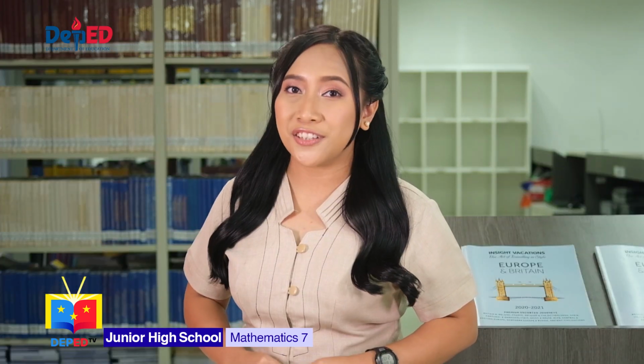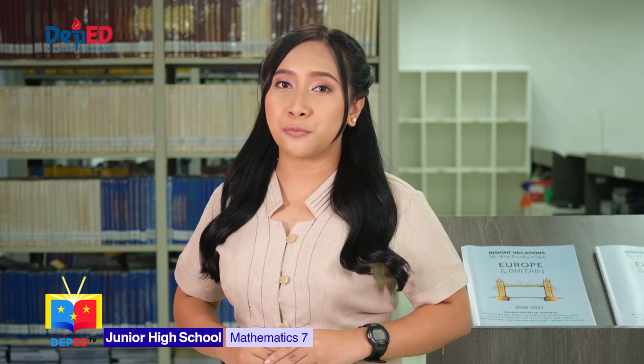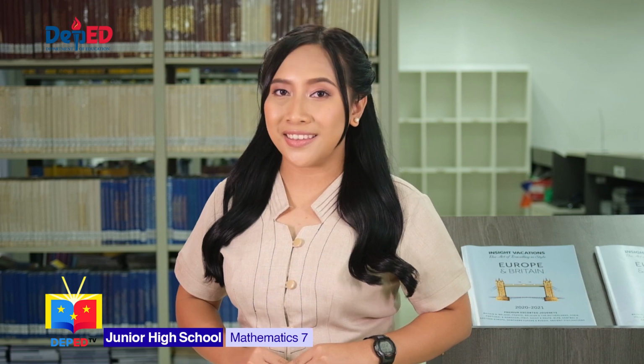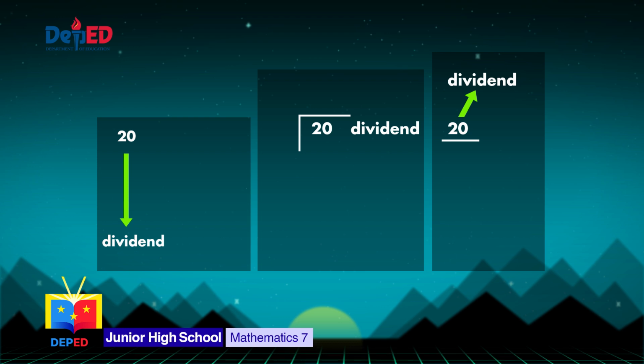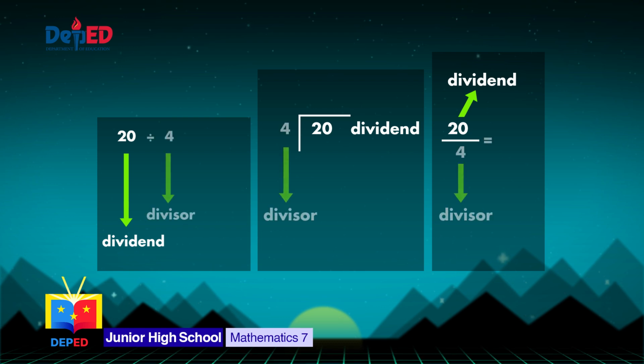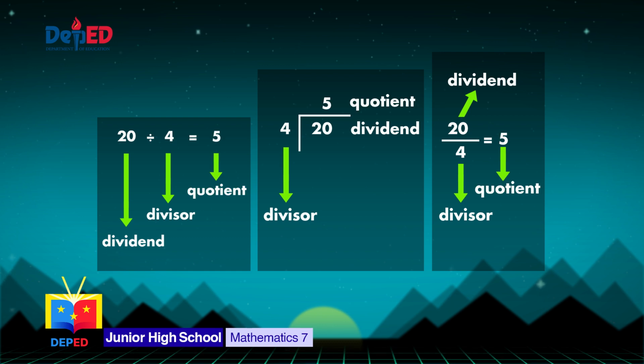Congratulations! In division, there are terms that we should be familiar with. These are the following. Dividend is the number being divided. Divisor is the number which divides the dividend. Quotient is the answer when we divide. For example, divide 20 by 4. The dividend is 20. The divisor is 4. And the quotient is 5.